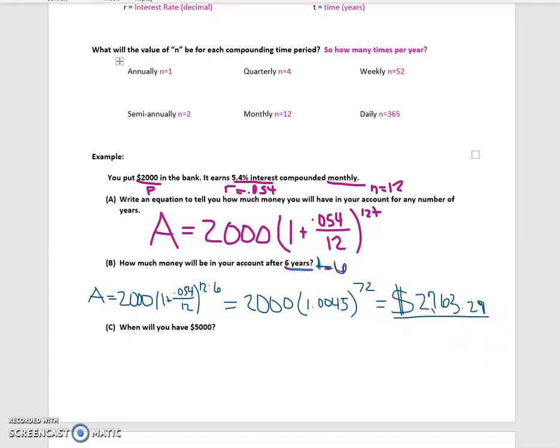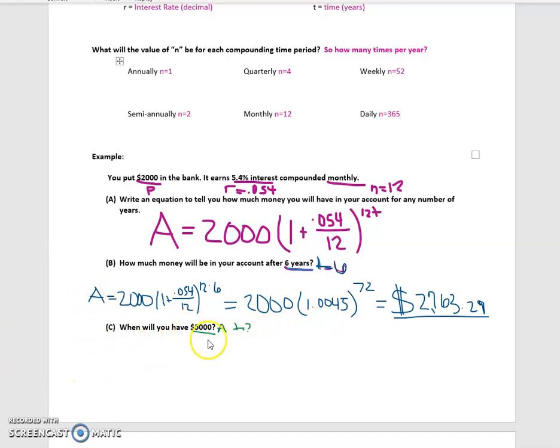Now let's pick a green. Don't really like that green. That's okay. So let's do red. No, we'll do green. When will you have $5,000? So this is our A value. And we want to know when. So we need to know what T equals.